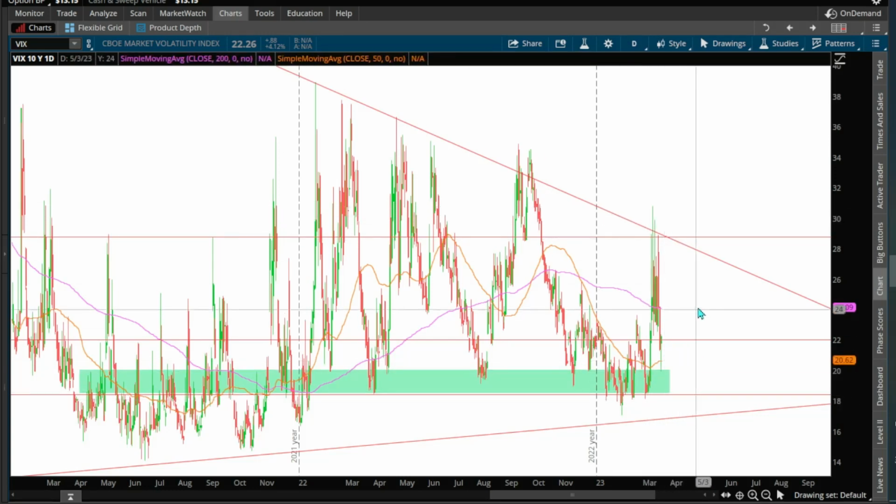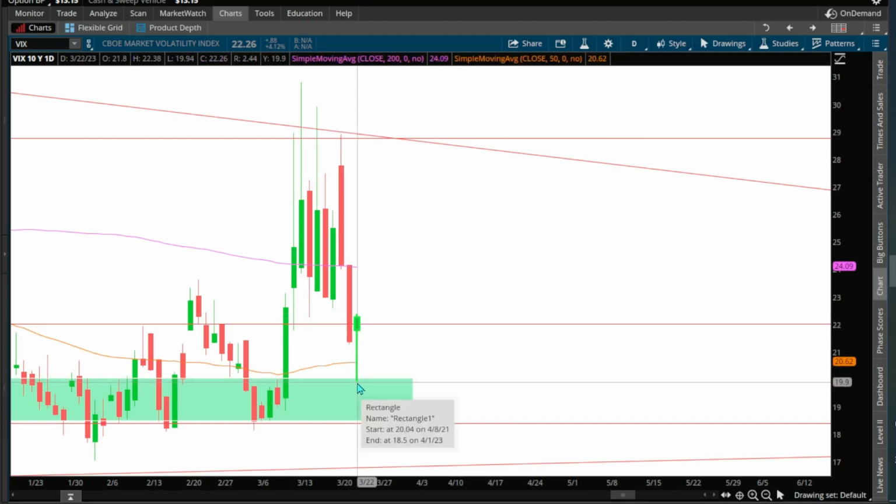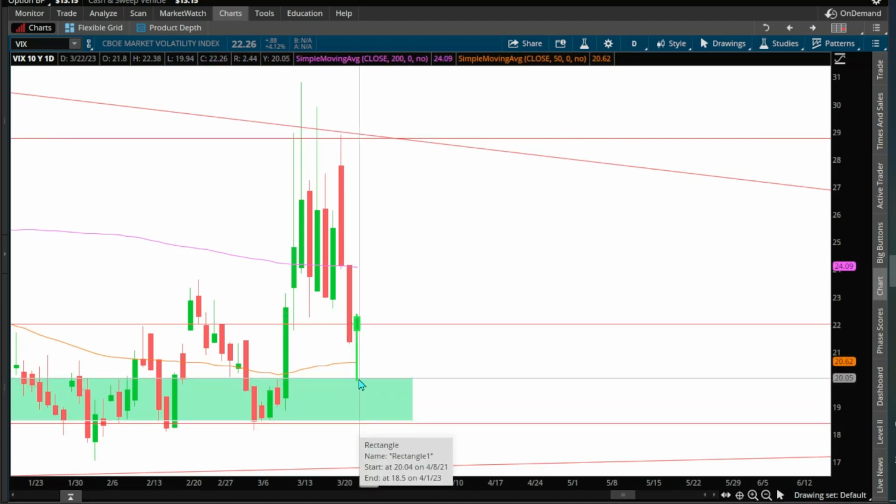So what did we do right here? Well, essentially the same thing. We got down, but we didn't really go deep into this demand zone. We just touched the top of it. And we have this pretty strong hammer candle right here. So we'll kind of see how this plays out.